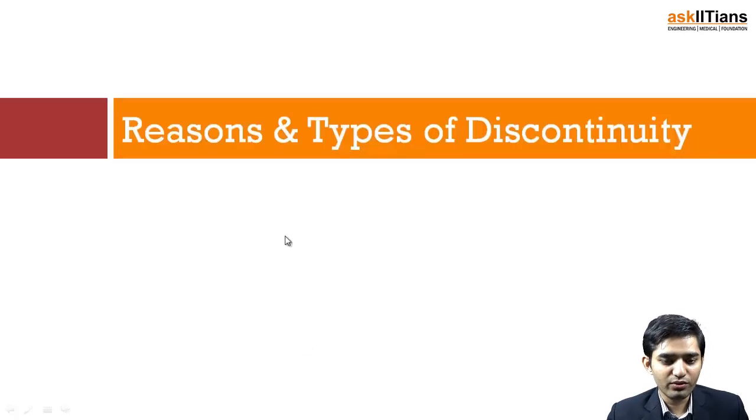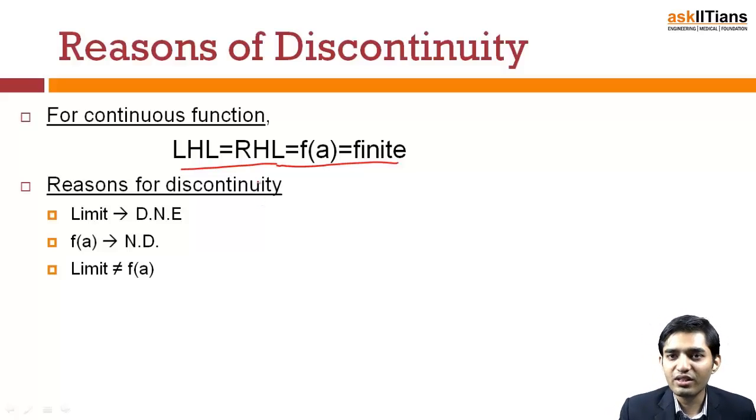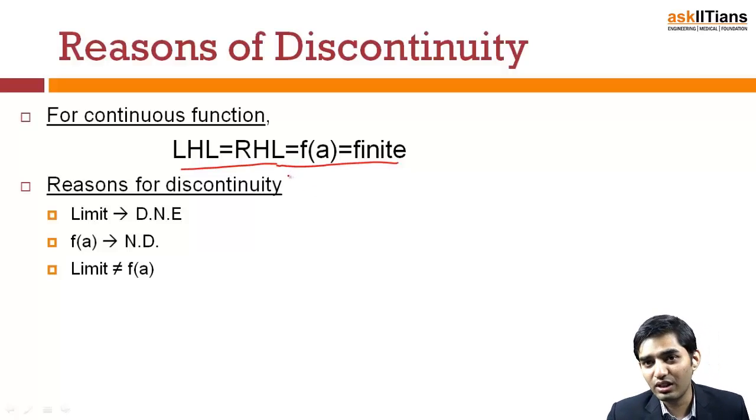First of all, let me tell you what the reasons for discontinuity are. Why does a function become discontinuous? To understand this, first tell me when a function is continuous. A function will be continuous if LHL equals RHL equals the value of the function, equal to a finite value. If LHL = RHL = f(a) = finite, then the function will be continuous, otherwise it will be discontinuous. So if this condition fails to be satisfied, then the function will be discontinuous.